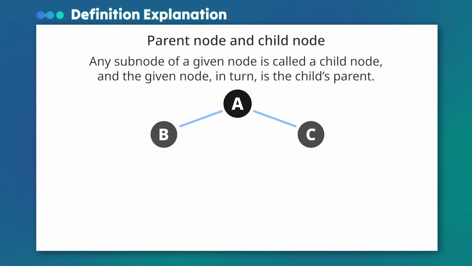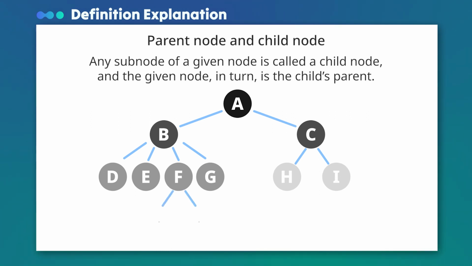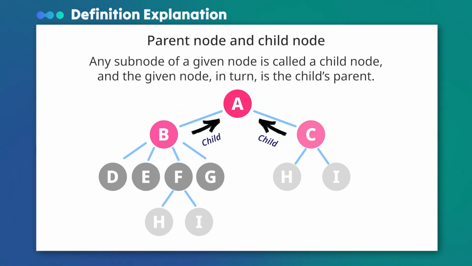Any subnode of a given node is called a child node, and the given node in turn is a child's parent. In this tree structure, node A is the parent of node B and node C. Node B and C are the child nodes of node A. Node B is also the parent of node D, E, F, G. Node D, E, F, G are the child nodes of node B.